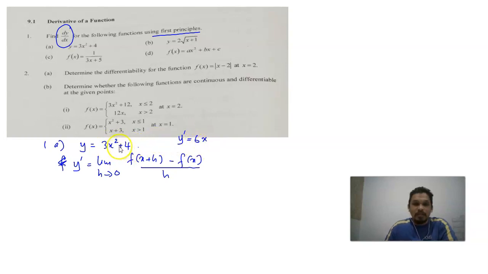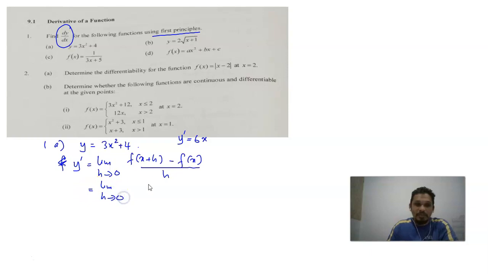Plus, we cannot simply write down y prime or dy/dx equal to 6x from this function because we need to find dy/dx using the first principle. But then y prime for this serves as a reference. This is the final answer we should get at the end of the solution. Okay, so let's begin the steps now.